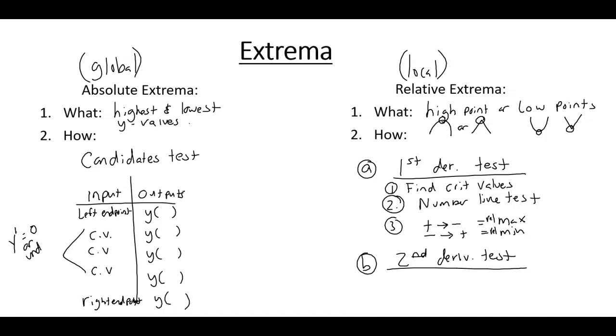Now, the second derivative test does the same thing. It also helps you find relative extrema, but it does it in a little bit of a different way. You still find your critical values. And once again, I'm going to write it up here. That's where y prime equals 0 or undefined. The derivative is either 0 or undefined. You still find your critical values, but the second step is you plug the critical values in to the second derivative.